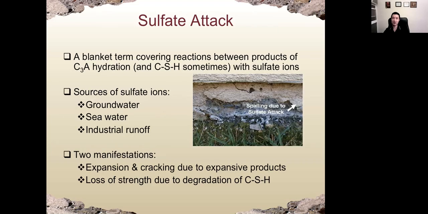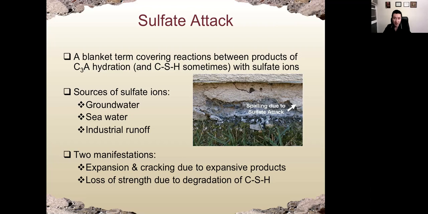Next, let's look at sulfate attack. When we discuss different types of cement, we know type 2 cement and type 5 cement are called moderate sulfate resistant cement and sulfate resistant cement. In these two types of cement, we reduce the amount of C3A, because a reduced amount of C3A will reduce the amount of potential ettringite formation. So today we look in detail at what sulfate attack is.